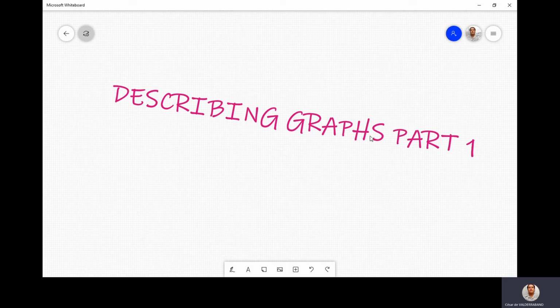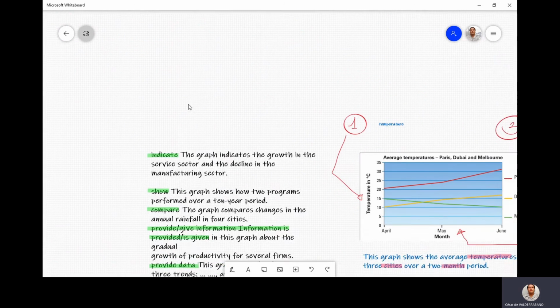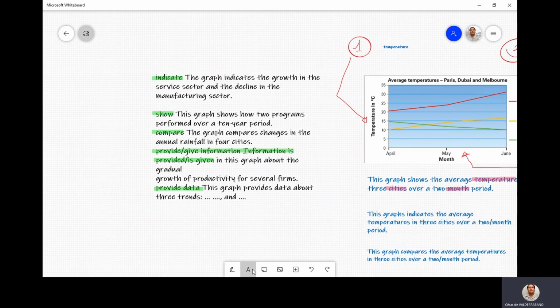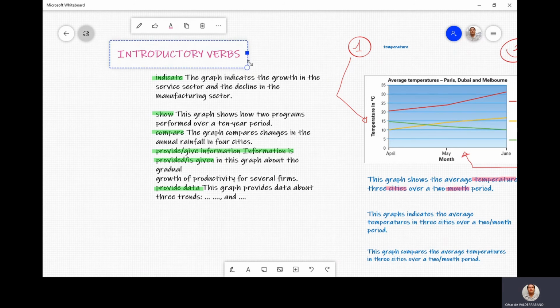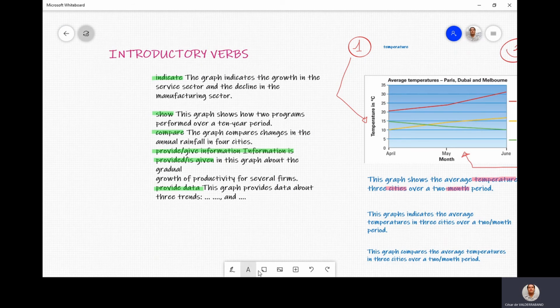Okay, it's very important to describe graphs, especially if we are working with the topic about business and all this process of economics, investments, etc. So we're going to start with the first part of this information, which is the introductory verbs. It's very important to know this from the start. We're going to start checking the introductory verbs, as you can see here. Let's do it. Very simple.